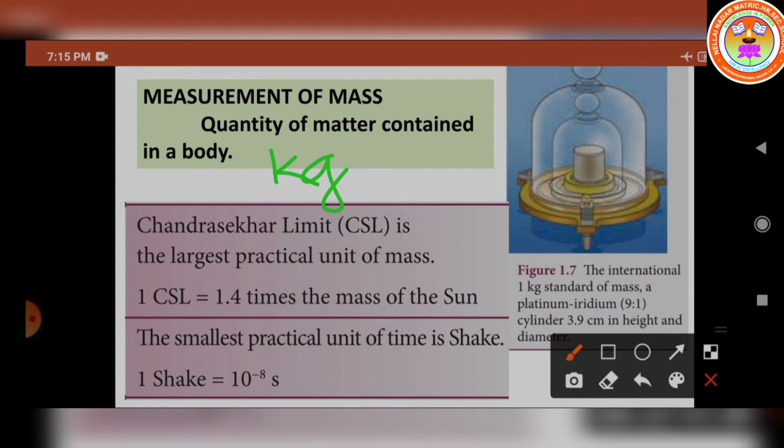This may vary from a tiny mass of electron. What is the mass of an electron? 9.1 into 10 power minus 31 kilogram. This is the mass of an electron, to the huge mass of the known universe. It is in the order of 10 power 55 kilogram.